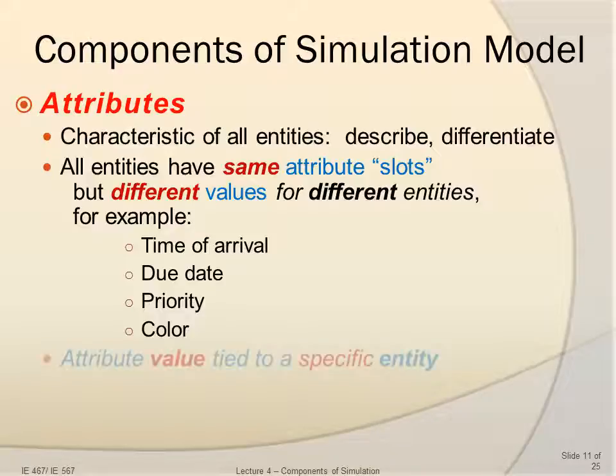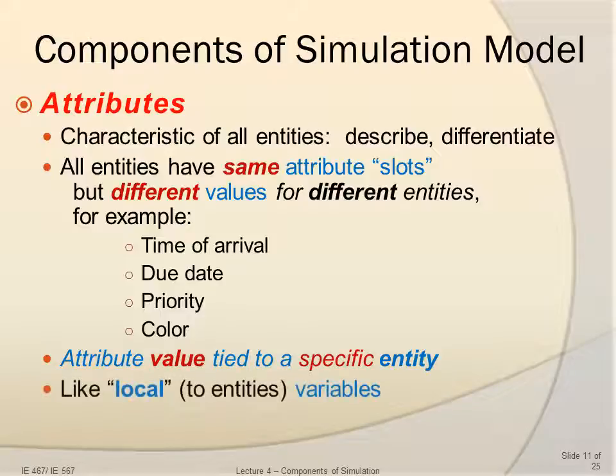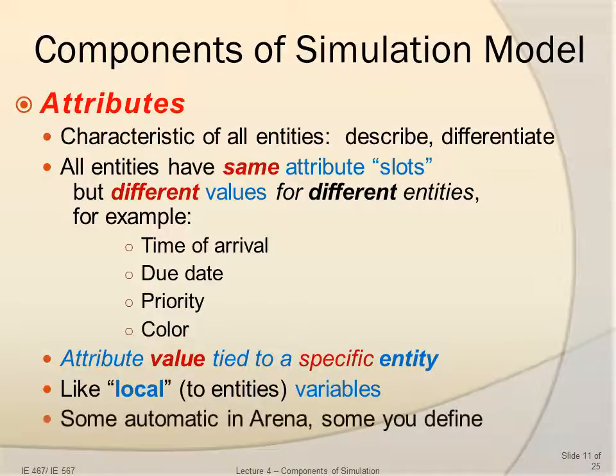So just for example, attribute value is tied to a specific entity, and it's local to entities. It's local variables for the entities. Some attributes are automatic in Arena, but some we must define.